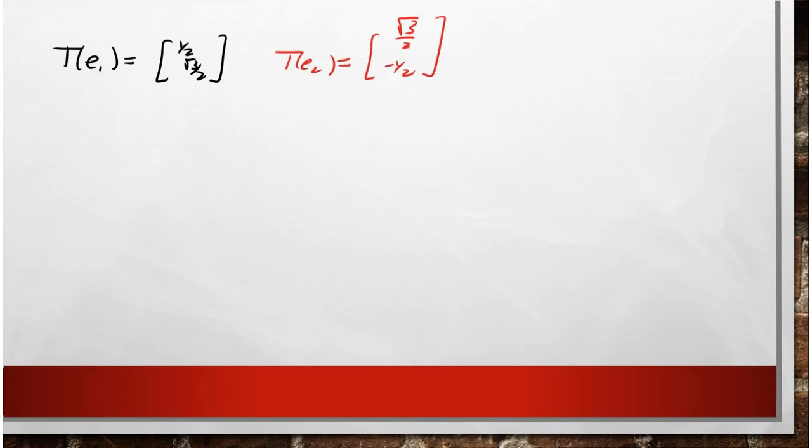So now that I have these two results, I can form the matrix. The matrix is going to be T of E1 as the first column and T of E2 as the second column, and we arrive at this representation for A.